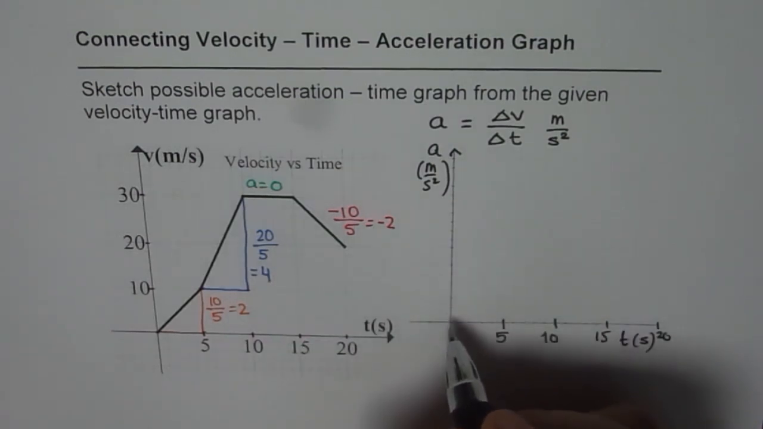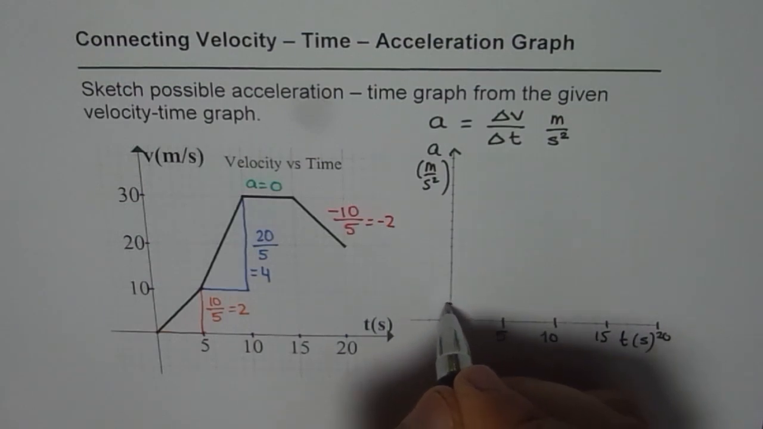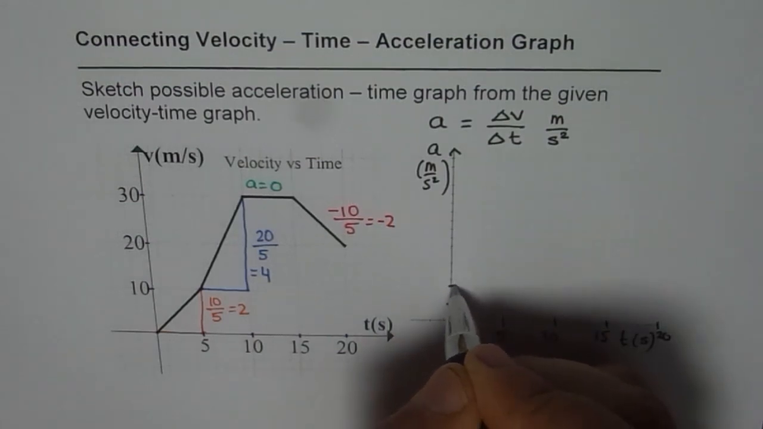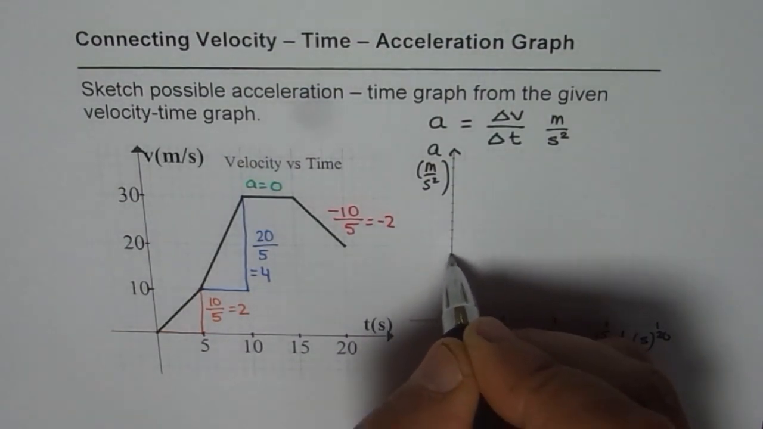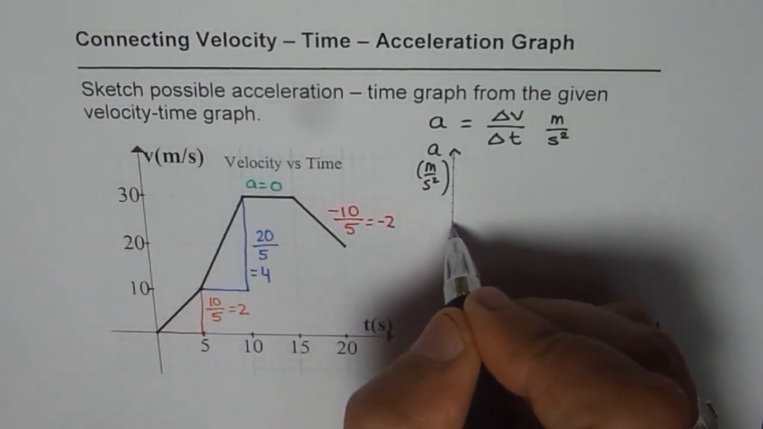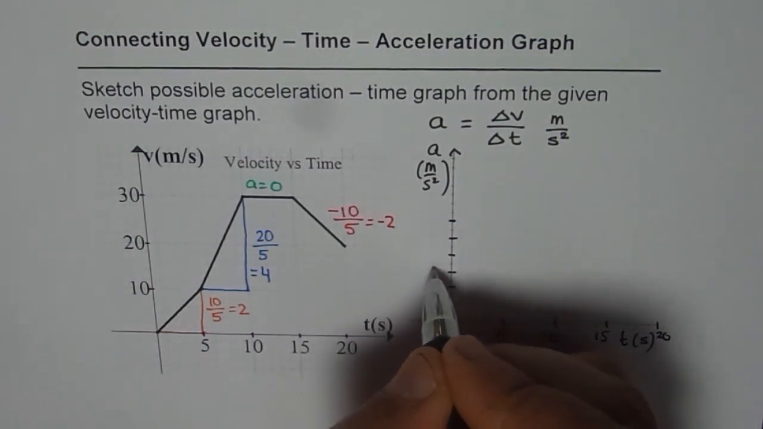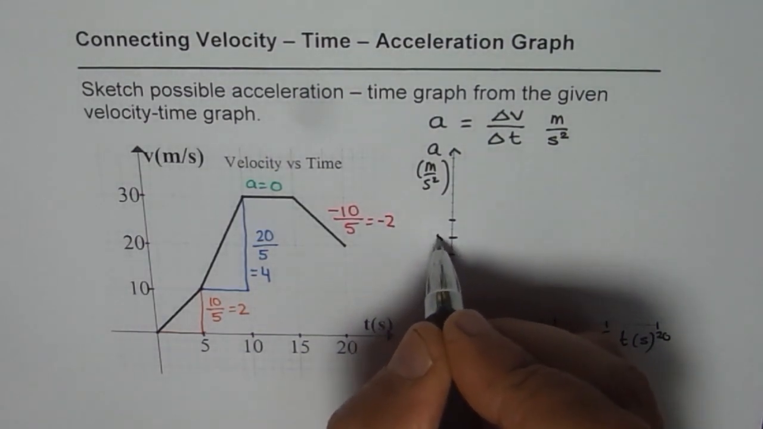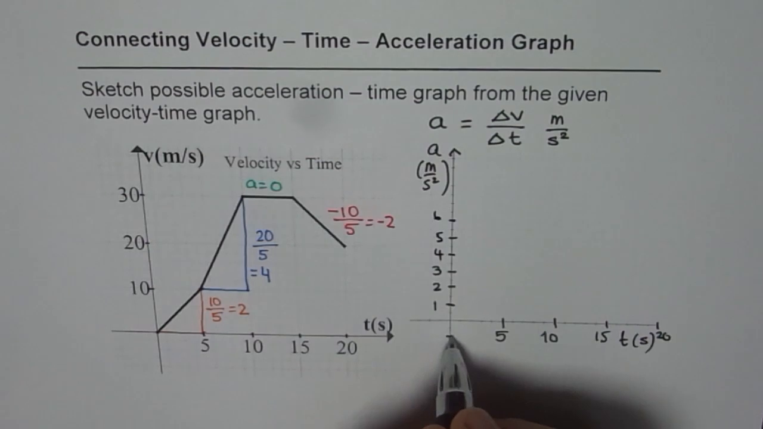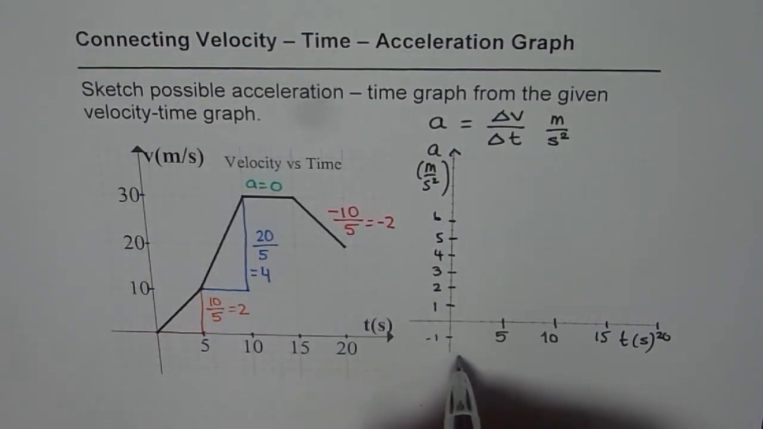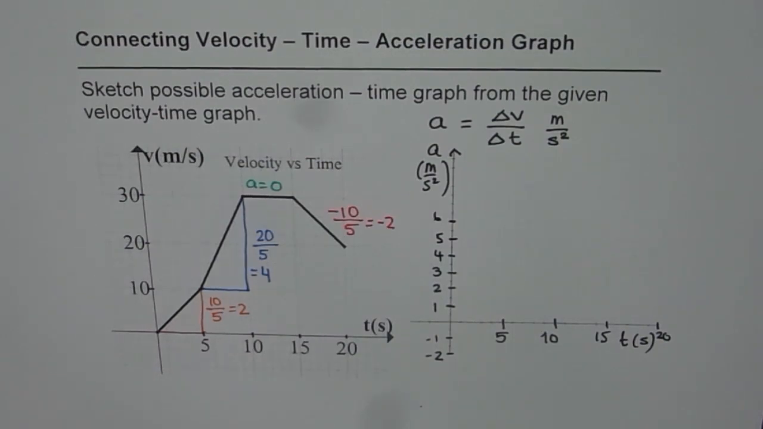Let us say that we use 2 units as 1. So this is 1 for us, 2, 3, 4, 5, 6, and similarly we have here minus 1 and let us say minus 2. So that is for acceleration. The units are meters per second square.